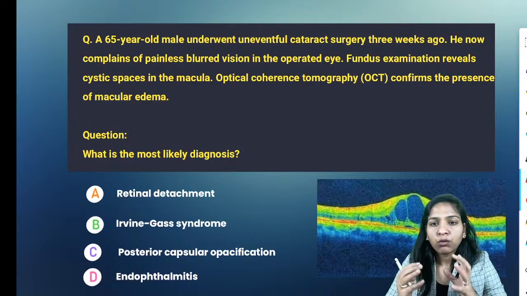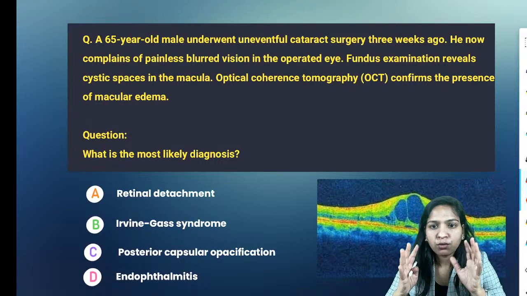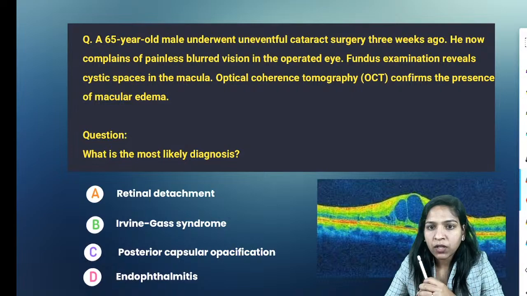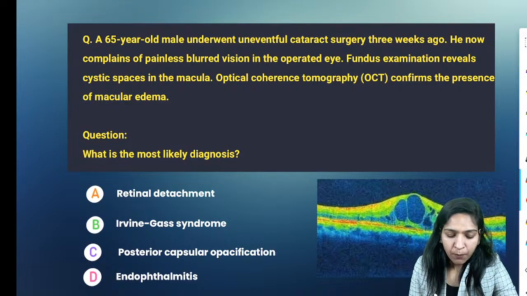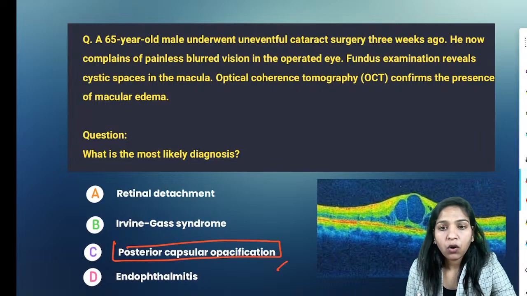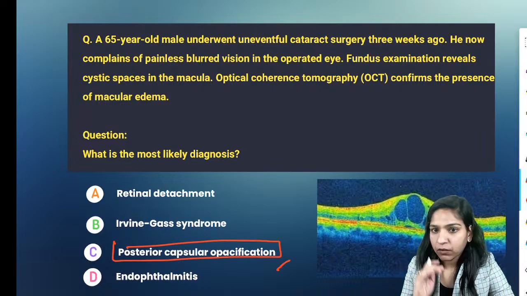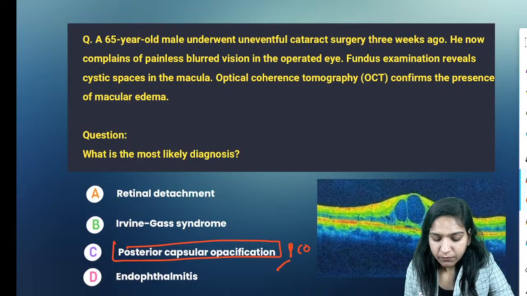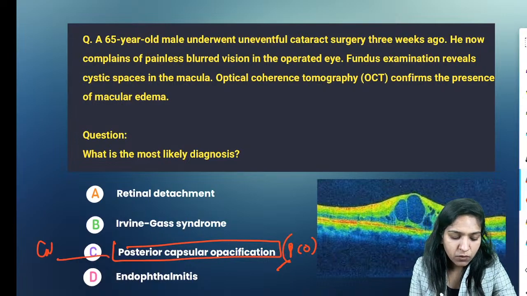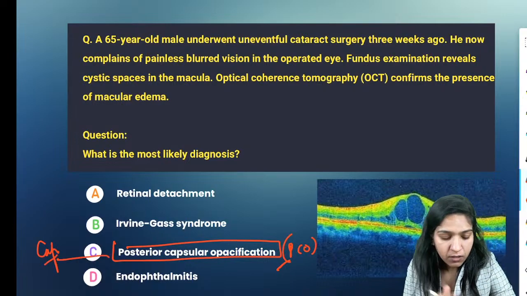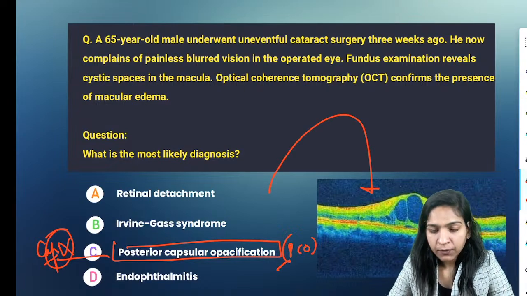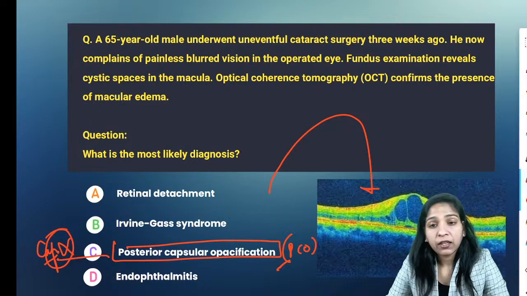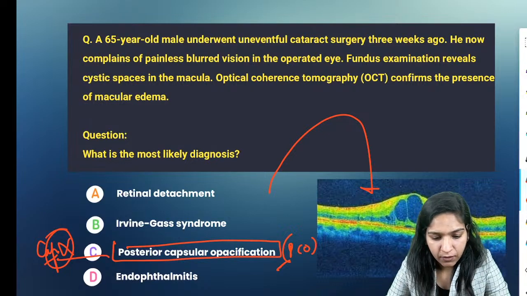Now, how to rule out the options? Although you need to know the correct answer, I am just telling you a trick to rule out the options in this case. Posterior capsular opacification, you all know, will happen on the posterior part of the lens capsule. So it will happen on the capsule, it will not happen on the retina. So this option is ruled out because you can see there is a diagram of retina. So we are left with retinal detachment, Irvine-Gass syndrome, and endophthalmitis.